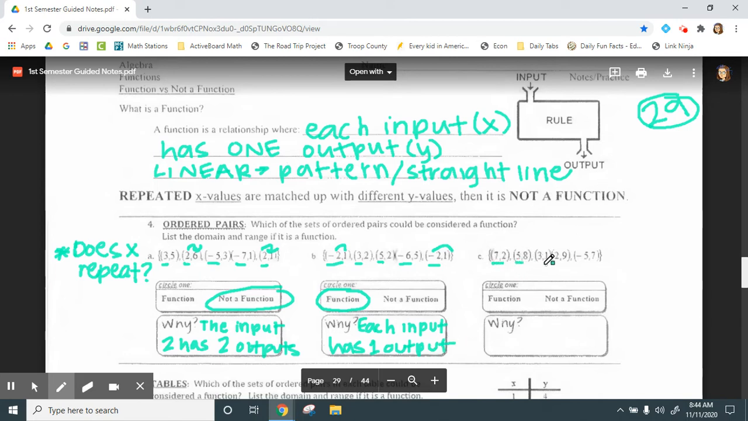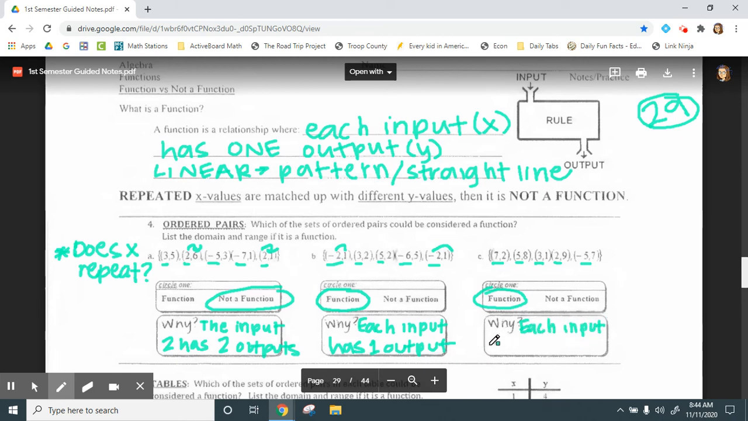Do the same thing for C. We look at our x values. We see that 7 doesn't repeat, 5 doesn't repeat, 3 doesn't repeat, 2 doesn't repeat, and -5 does not repeat, which means it's a function because each input only has one output.